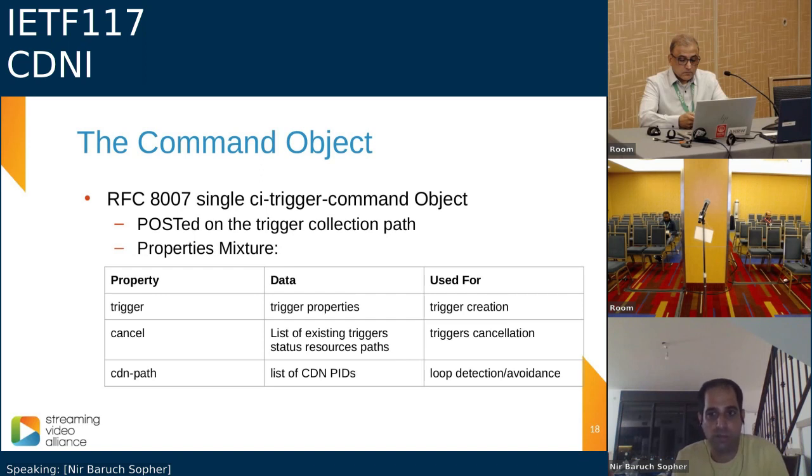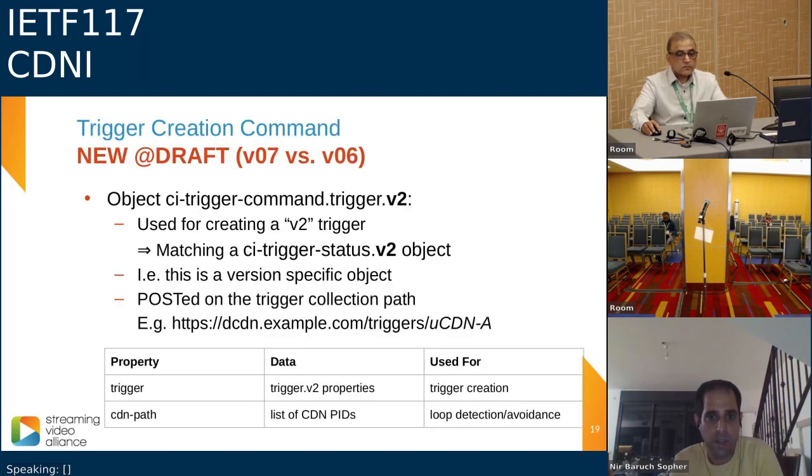To use the same object, instead of having separate objects that can grow and have values of their own. So what we did here, what we suggest in version 7, next please, is to create a trigger object and a cancellation object. We define the CI trigger command trigger V2. It's a V2 because it will create a status V2 object, which has the trigger property and the CDN path property that is used for loop detection or loop avoidance.